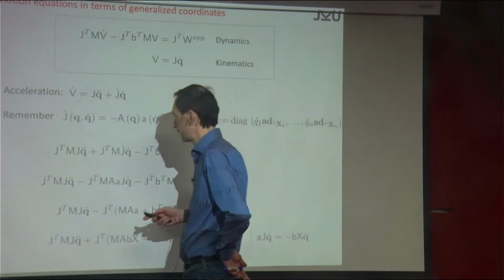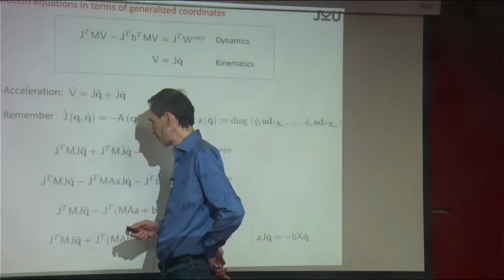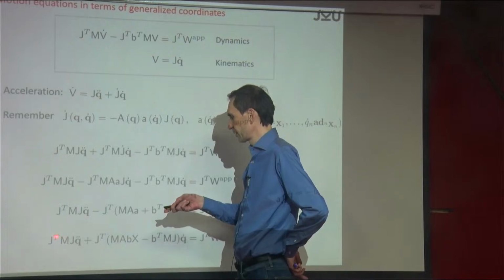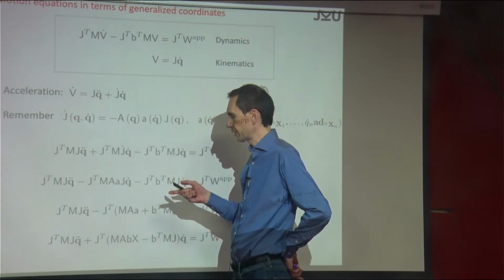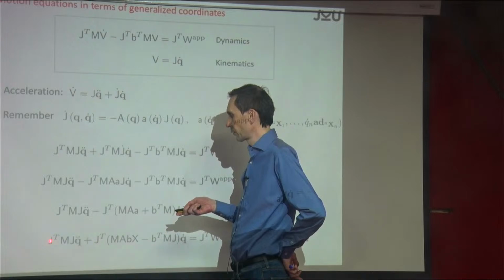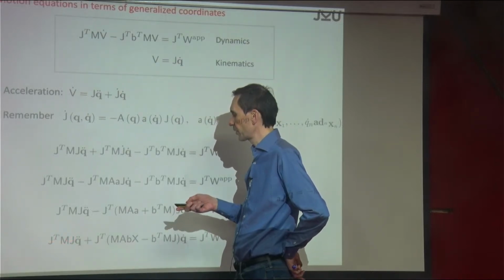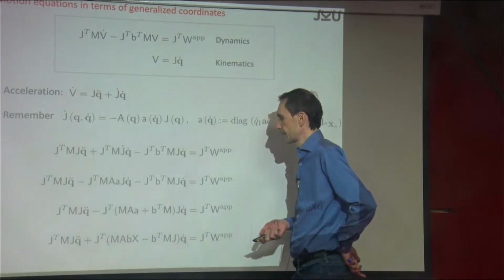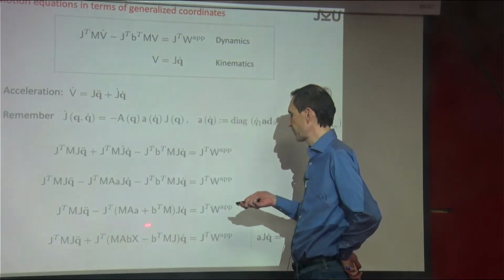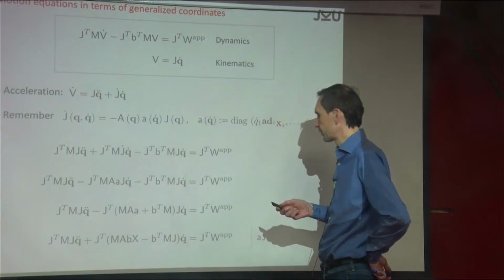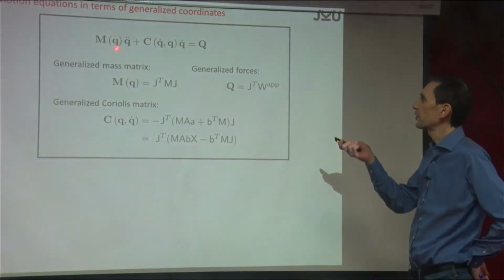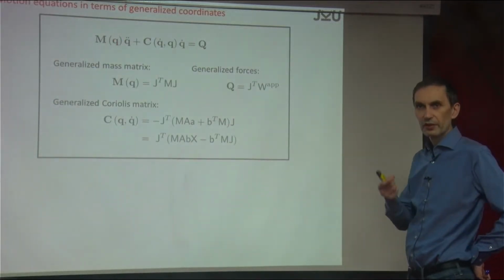And then what we get here is, of course, J transposed is n times 6n, right? And J is 6n by n. So altogether it gives you an n by n matrix. Okay, and the same goes here. The whole thing is an n times n matrix. And the naming goes like, this is called the generalized mass matrix, right?